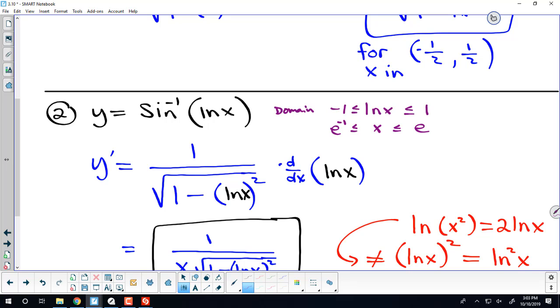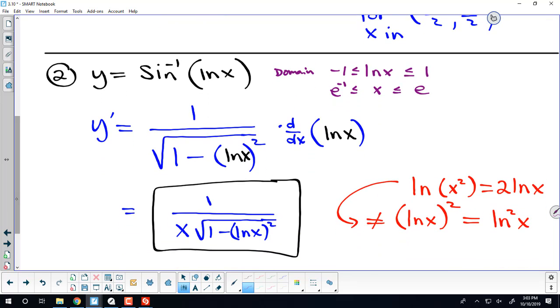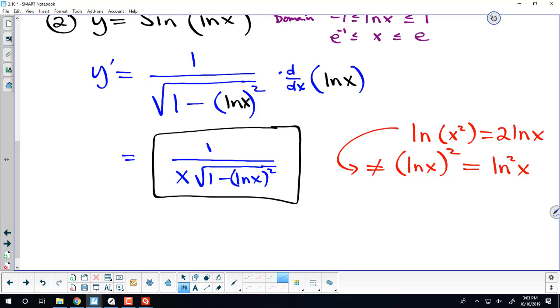to e. For the domain of the original function, the derivative would then come in and exclude those endpoints, e to the negative 1 and e, right? Because if we look at the derivative, the ln of e is 1, squared is 1, 1 minus 1 is 0, and the ln of e to the negative 1 squared, minus 1 is the square root of 0. So our derivative is for x values strictly in between e to the negative 1 and e.